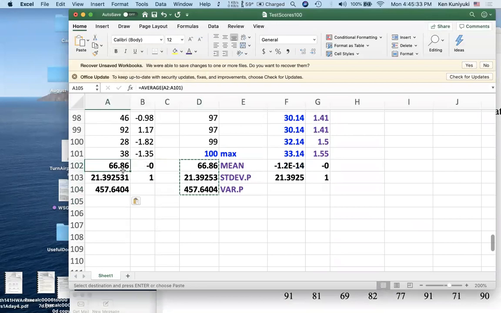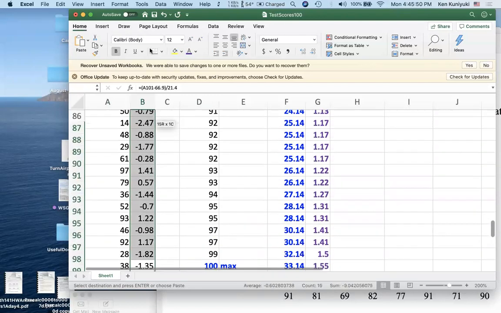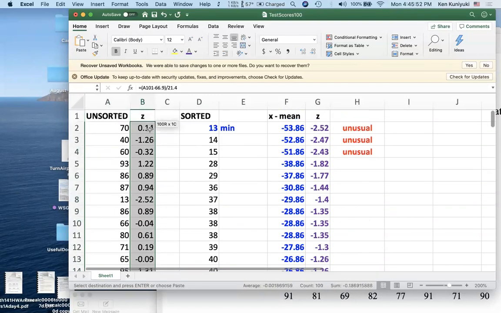If you look all the way down here, the mean for the original data set was about 66.9 points. The standard deviation was about 21.4 points. The variance is the square of that. But when you convert to z-scores, the new mean is 0 and the new standard deviation is 1. So for this column here, for z-scores, the mean is 0 and the standard deviation is 1.